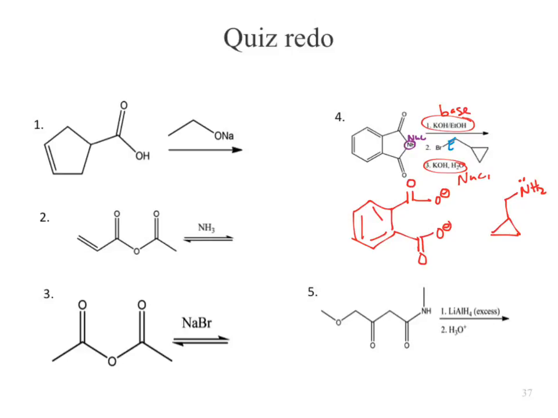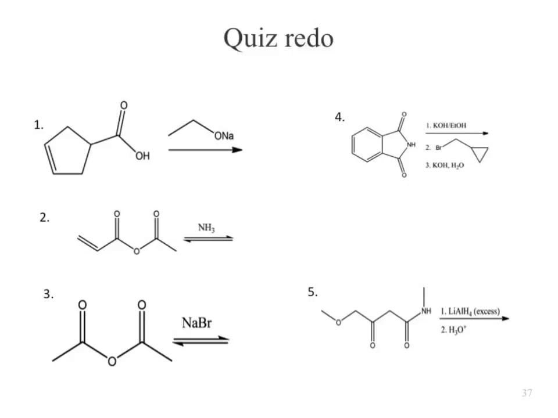Last one. Lithium aluminum hydride does what? It's a reduction reaction. In the reduction reaction of an amide, you end up with an amine. In the reduction reaction of a ketone, you end up with an alcohol. And we now have our answer.